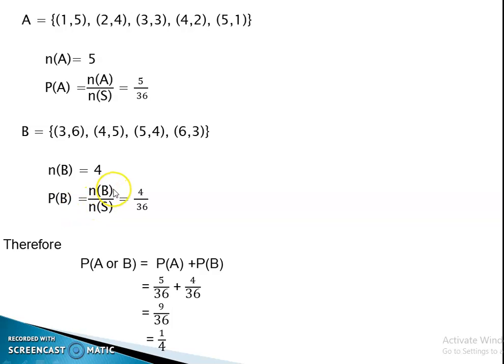Probability of B is number of favorable outcomes to the event B divided by total possible outcomes in the sample space, which is equal to 4 over 36. Therefore, probability of A or B is equal to probability of A plus probability of B, which is equal to 5 over 36 plus 4 over 36, is equal to 9 by 36, equal to 1 by 4.